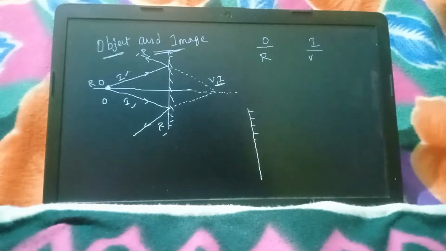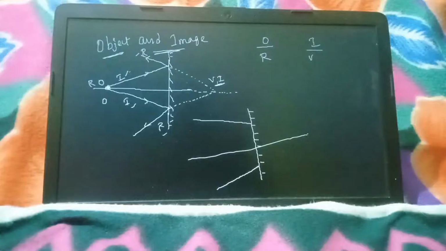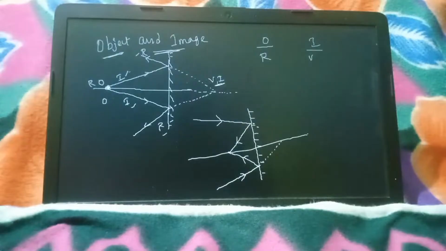This is the mirror again. Light rays are coming from infinity like this. After reflection, those light rays will meet at one point. If you extend these light rays, the image will form here. This is the first case I'm considering. Case 1 and case 2.